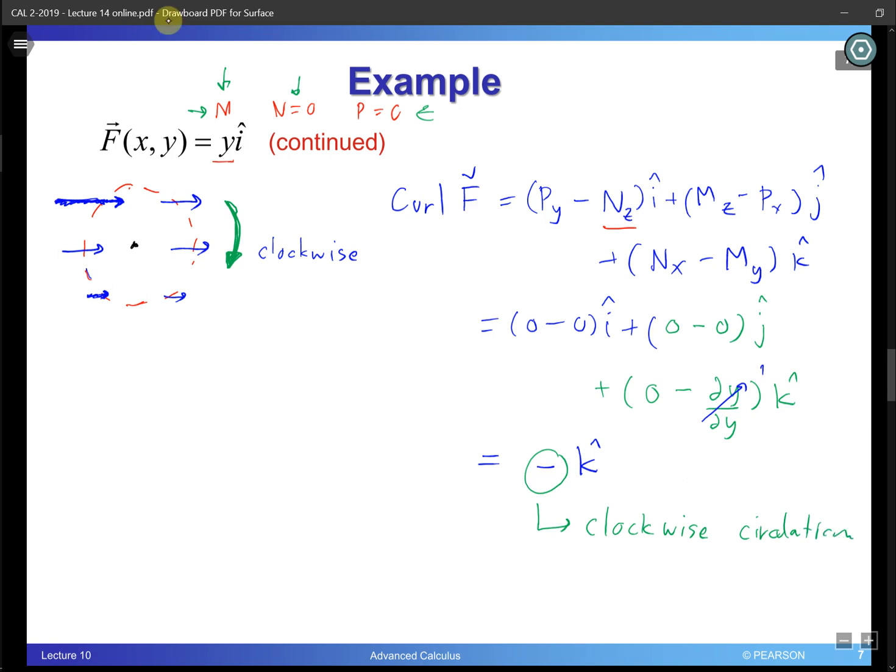Imagine bigger force here, bigger force here, smaller force here, smaller force here. Of course the forces on the top are going to win over the ones at the bottom, and we are going to see this kind of circulation around this point P.